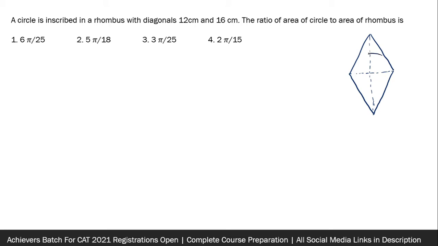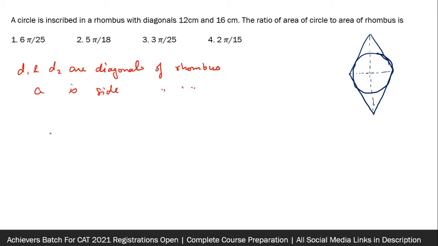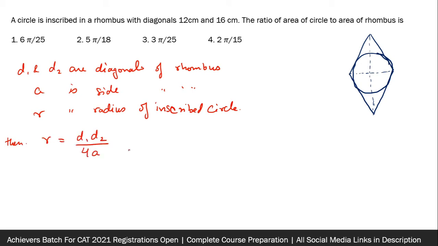For a rhombus, to find the area of the inscribed circle, you must know the radius of the inscribed circle. So let us say D1 and D2 are diagonals of the rhombus, A is the side of the rhombus and R is the radius of the inscribed circle. Then R will be equal to D1 D2 by 4A. This might look like a new formula to you, but you can actually figure it out by applying the third perpendicular of the right angle triangle concept.